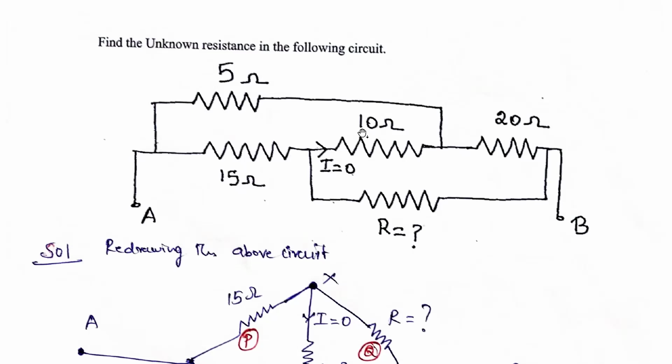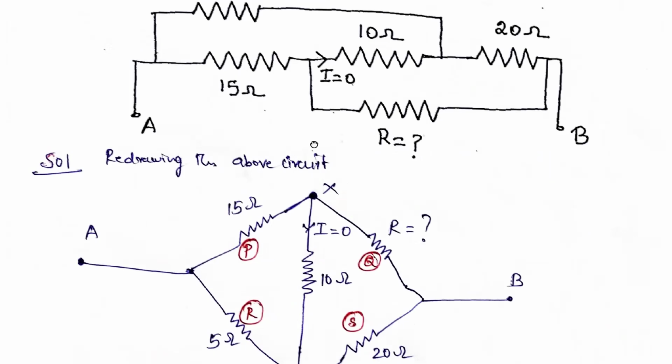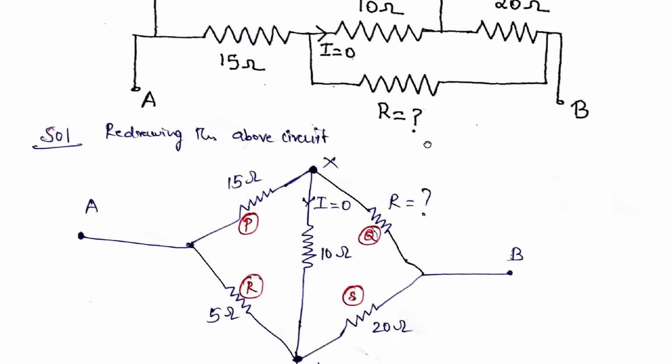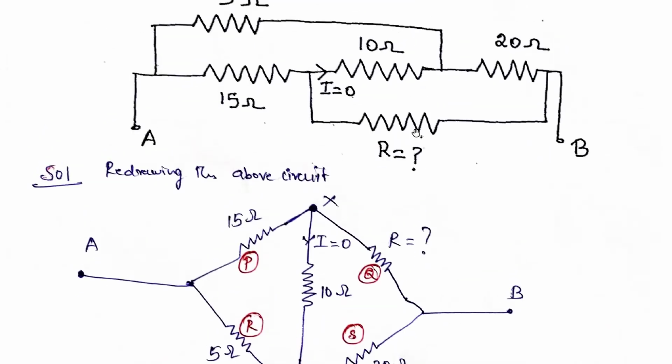Okay, so this is in the form of a Wheatstone bridge, and also the current flowing through this particular center resistance, they have given us as zero. So clearly it is a Wheatstone bridge. So we need to redraw the circuit. You can choose some points. So this point I have chosen as X, and this point I have chosen as Y.